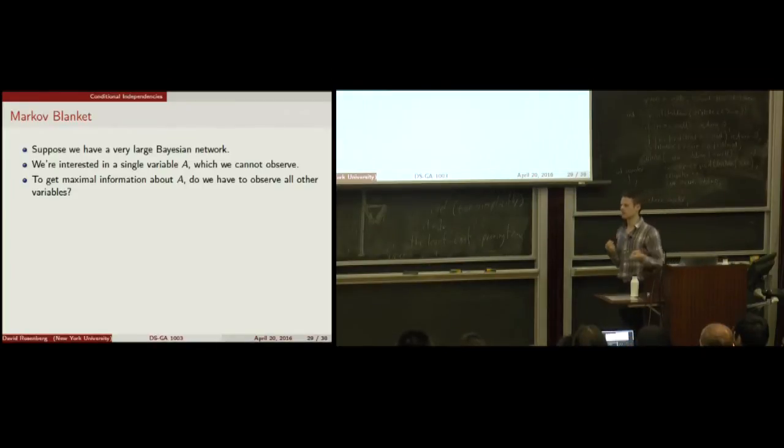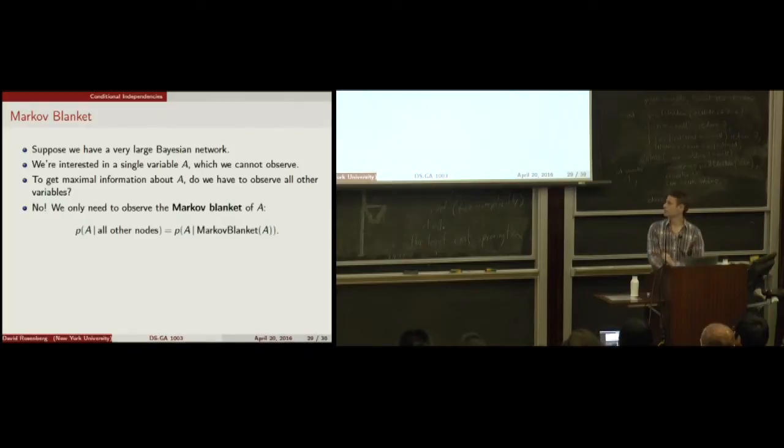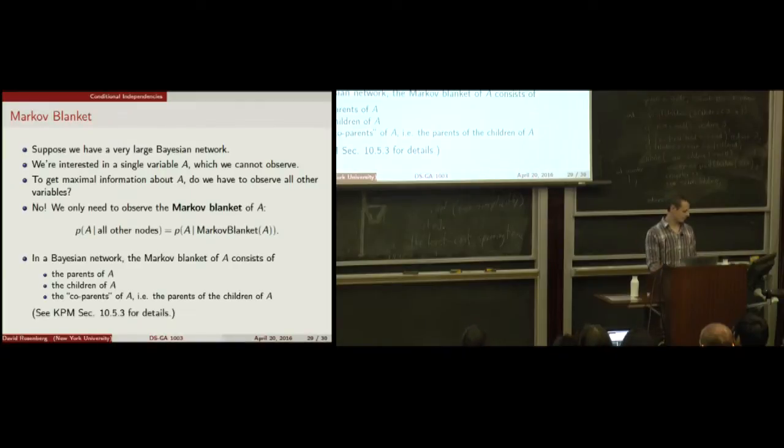So that concept is called the Markov blanket. Here's what it would be mathematically. The distribution of A given all other nodes in your graph is equal to the distribution of A given the Markov blanket of A, which one hopes is a much smaller subset of the nodes. And given just this subset of nodes observed, you've gotten all the information you could possibly get from all the nodes in the graph.